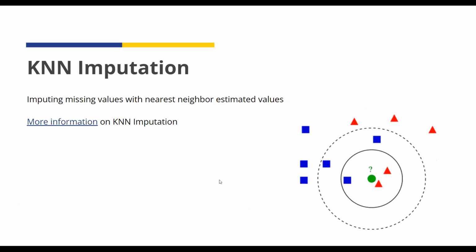KNN imputation is also something that will come up in the future. It's just another way of imputing values based off of an estimate. In terms of mean imputation, a mean is really just an estimate for what approximately the value of any variable might be. In this case, it's more or less the same thing, except instead of taking the mean of the entire data set, we're essentially taking an estimate based on the nearest neighbors of that one particular variable.